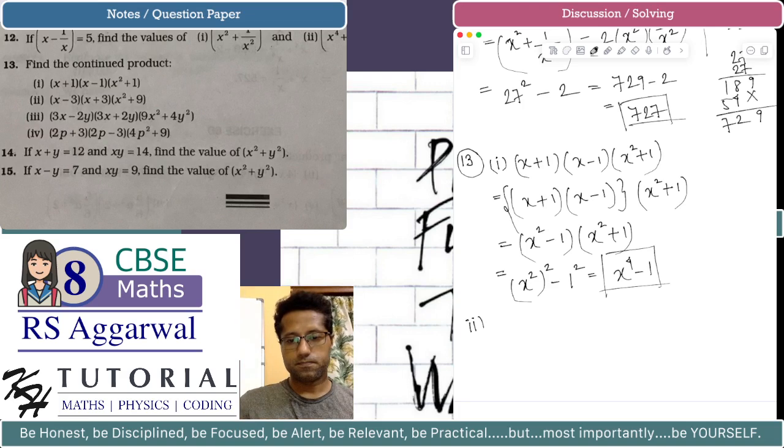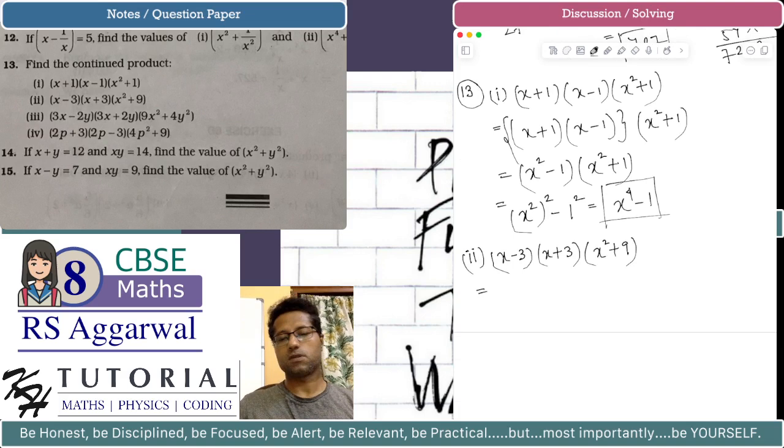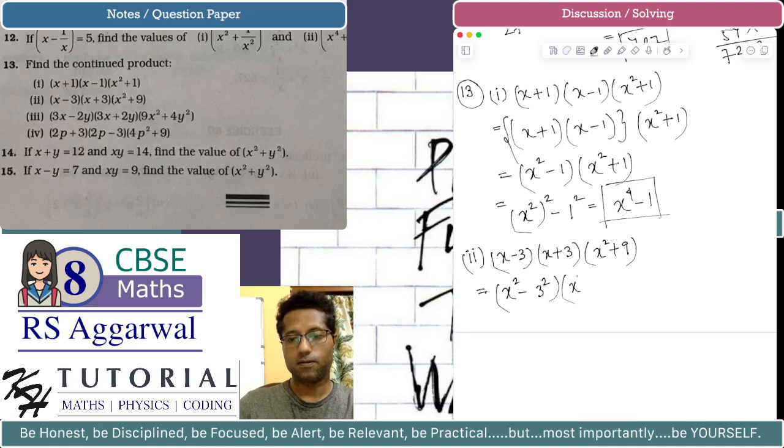Part 2, x minus 3 multiplied by x plus 3 multiplied by x square plus 9. If you consider the product of x plus 3 and x minus 3, using the formula a plus b into a minus b is equal to a square minus b square, it becomes x square minus 3 square, and then we have x square plus 9. This is equal to x square minus 9 multiplied by x square plus 9.